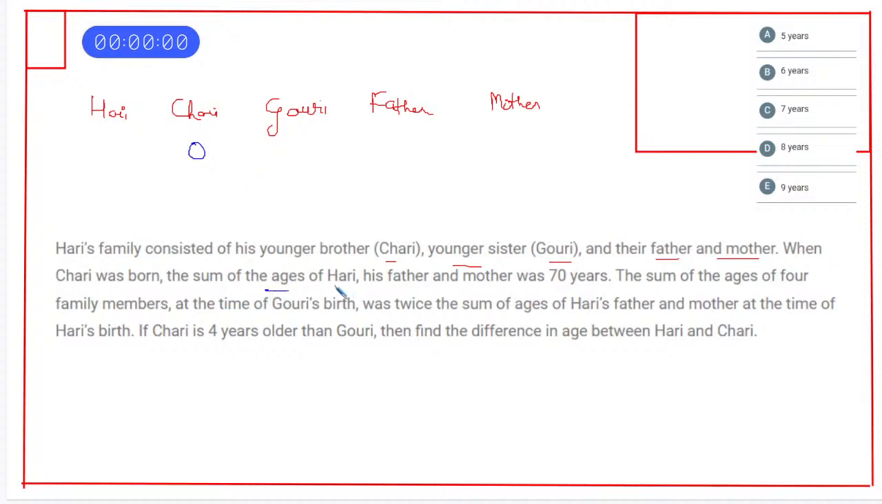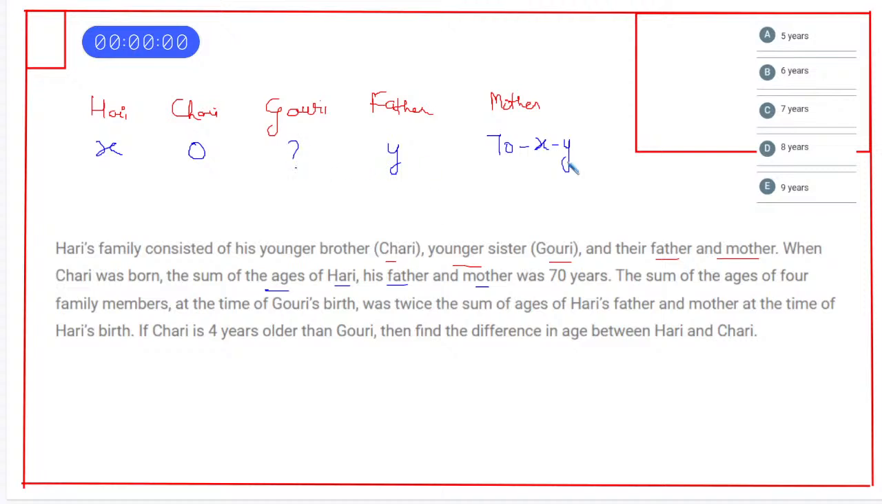The sum of the ages of Hari, his father, and his mother was 70. So the ages of Hari, his father, and mother total 70. Okay, I have done the 70 part.